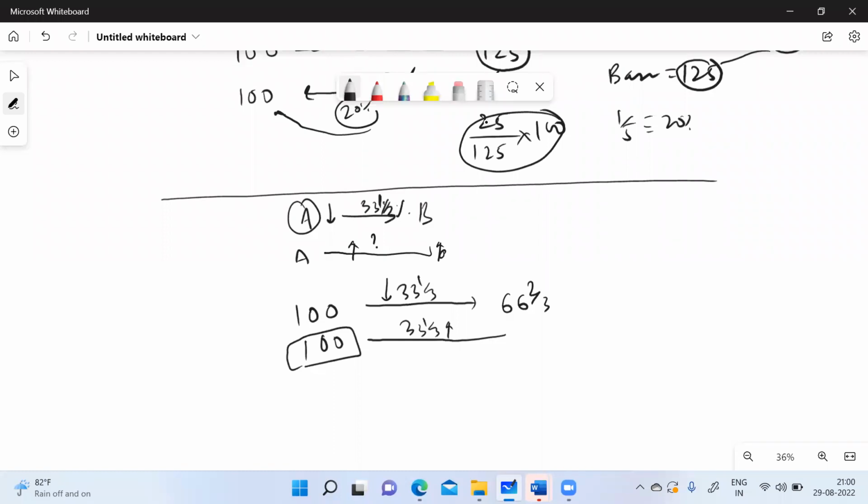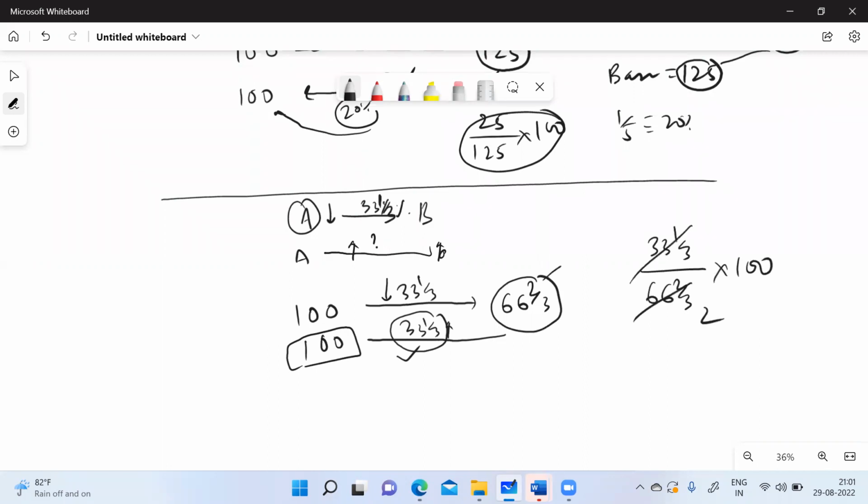So now here the percentage, मतलब किस वैल्यू का परसेंटेज निकालना है? 33 1/3 का, this. और बेस क्या होगा? ये, क्योंकि यहाँ से इंक्रीज हो रहा है. तो if you write 33 1/3 by 66 2/3 into 100 minus pay, तो ये 2 से कट जाएगा.